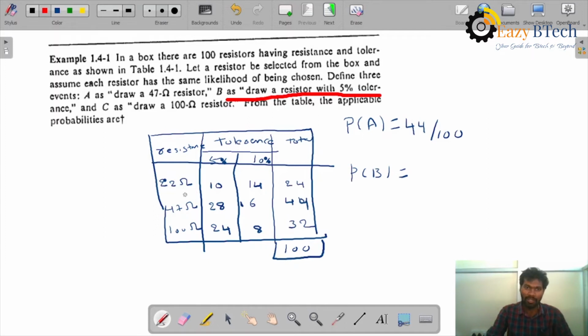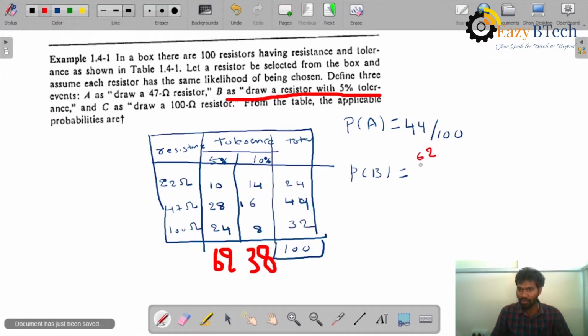So 5% tolerance means it might be a 22 ohm resistor, 47 ohm resistor, or 100 ohm resistor. If you add all of these together, it is 28 plus 10, 38 plus 24. Totally here we have 62 resistors with 5% tolerance, and 38 resistors with 10% tolerance. So if you want to find the value of P of B, it will be 62 divided by 100.